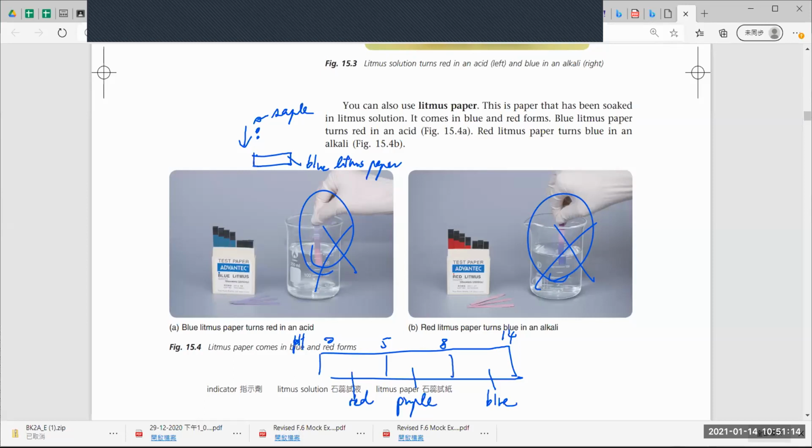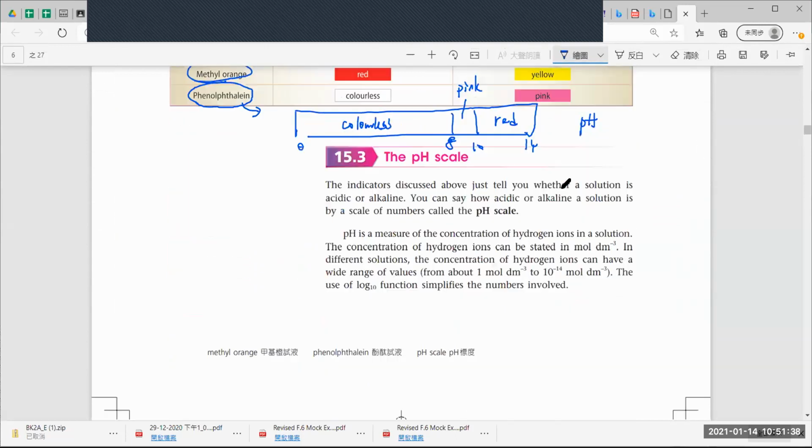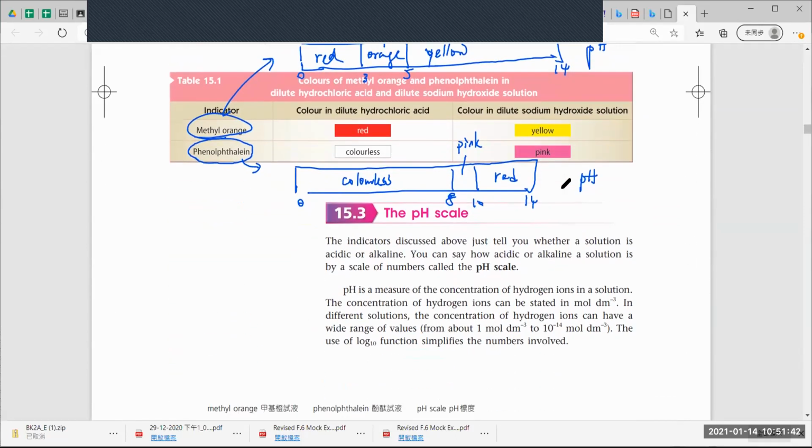Not acidic can be neutral, or it can be not so strongly acidic. You may see that if the solution is just pH 6, it will give us a purple color, so it is not obvious. So that is the drawback, the limitation, of having these three indicators.